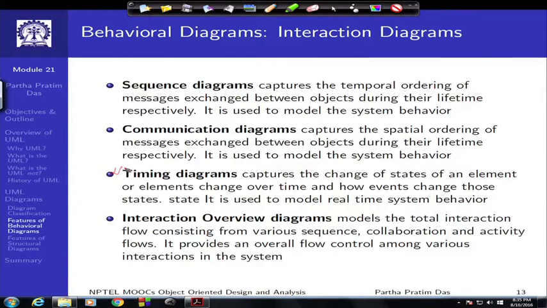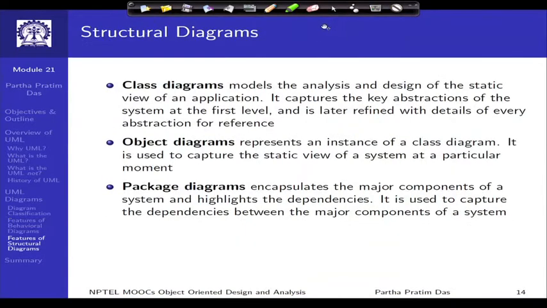Timing diagram, as the name suggests, is closely related to the timing information, and interaction overview diagram basically tries to model how interaction flow happens from various sequences, collaborations and activity flows. So, it sits a little bit at a higher level compared to the sequence, communication and timing diagram, which are particularly object based. Interaction overview diagram is often at a level of modules.